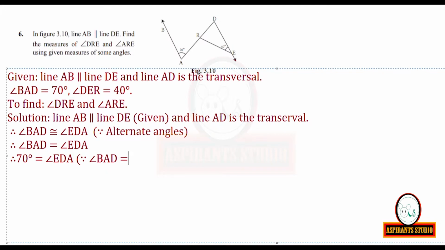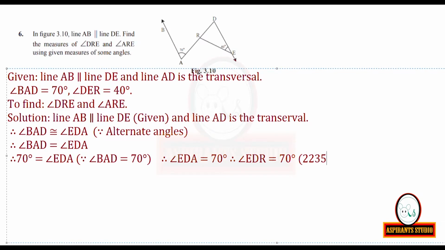Now, EDA can be named in another way as angle EDR, because we are going to concentrate on triangle RDE now. So, we are converting the name EDA as EDR, because R lies between A and D. Because of the betweenness property, we can name angle EDA as EDR. So, measure of angle EDR is equal to 70 degrees.